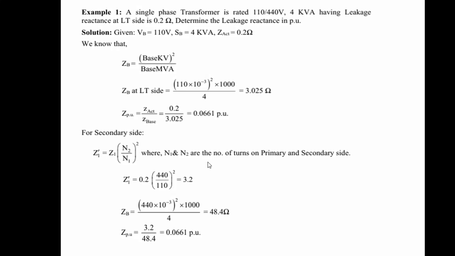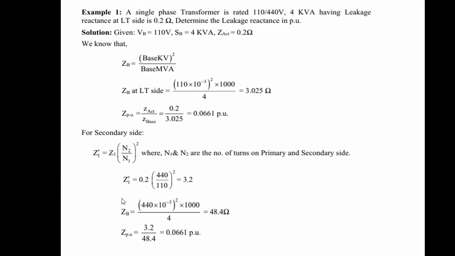So here we don't have the number of turns, but we can directly relate it to the voltage by using the transformer turns ratio. So N2 by N1 is equal to V2 by V1. So in place of N2 by N1, we are going to substitute the values of secondary side voltage and primary side voltage. The primary side impedance is 0.2, the secondary side voltage is 440 volt, and the primary side voltage is 110. So the new impedance is Z1 dash is equal to 0.2 into (440 divided by 110) the whole square. If you simplify these values, we will get 3.2 ohm.